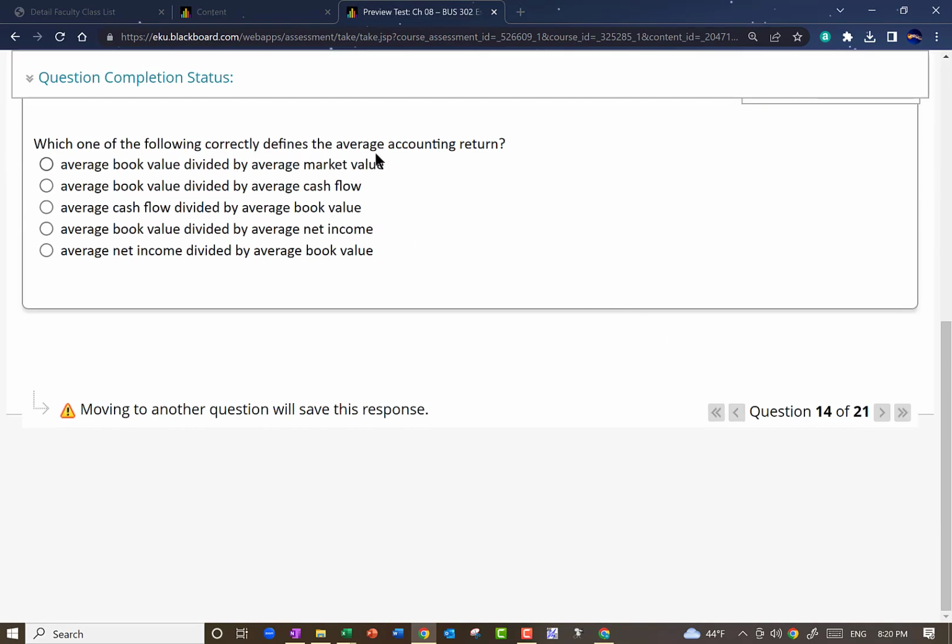This is average accounting return. It's basically the definition of average net income divided by average book value. You could read that in the book. It's such a simple and unnecessarily useless concept. I'm not spending time on it in the class.